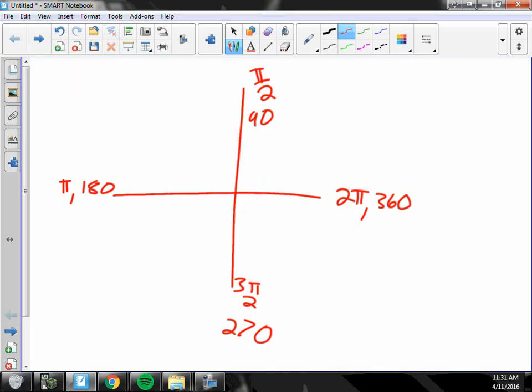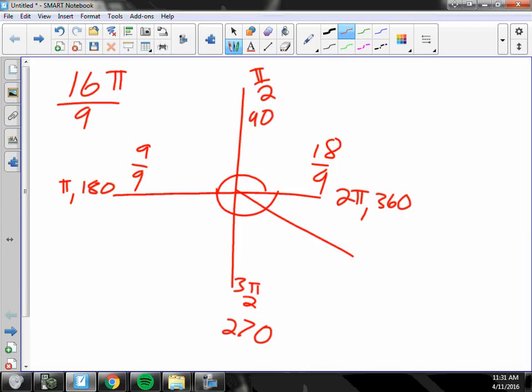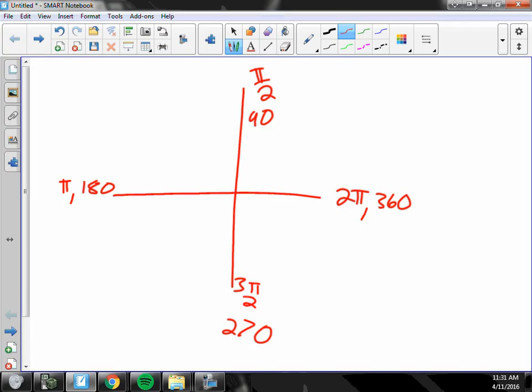Okay, what about this? 16 pi over 9. Fourth quadrant. So how much is this? That's 9 over 9. And that? 18 over 9. And I'm closer to 18, which puts me in quadrant 4. How much more do I need to finish the circle? 2/9. So 2 pi over 9 is the reference angle. Right. Okay, what about negative 5 pi over 3?